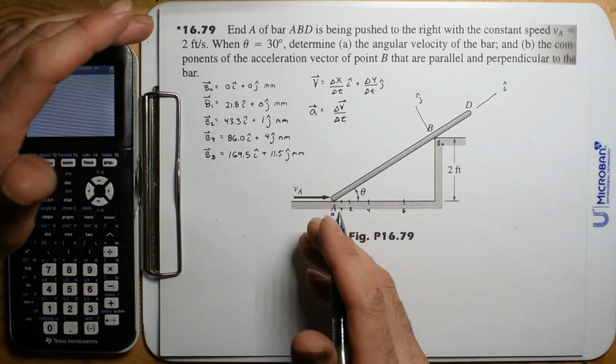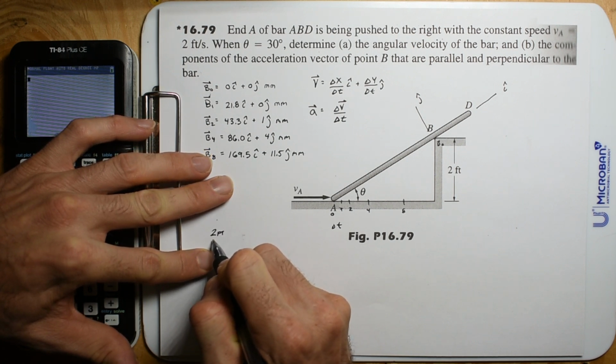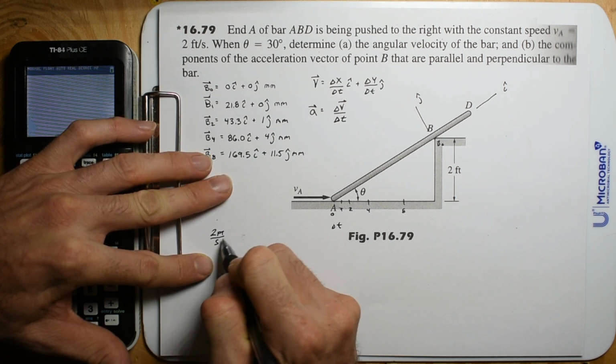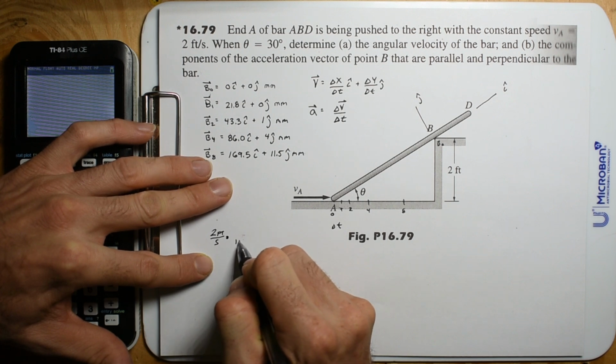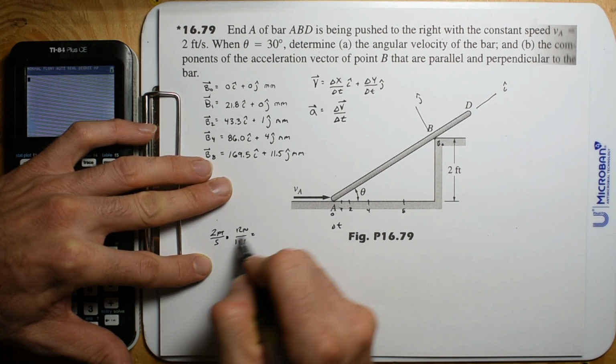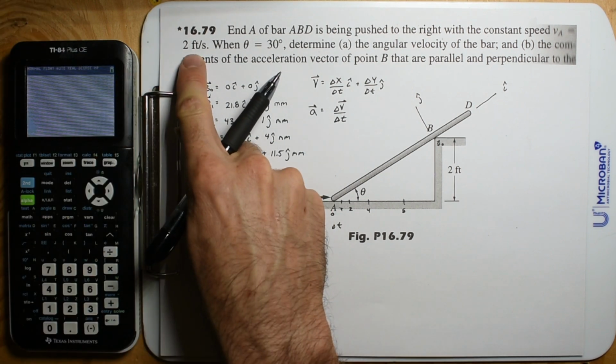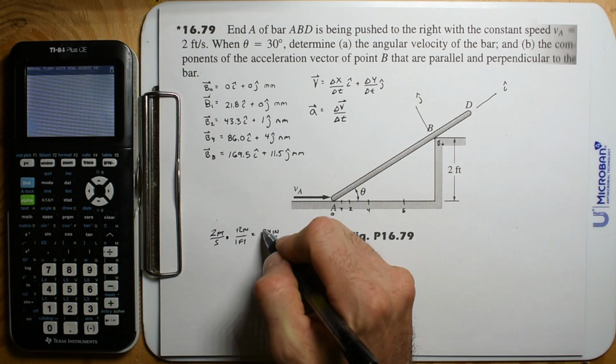And sometimes I just need to use factor label. So we're going to go 2 feet per second. We need to change this. So I'm going to go 1 foot downstairs and then 12 inches upstairs. So this is going to be 24 inches per second. And I probably could have done that in my head. 2 feet, 24 inches per second.